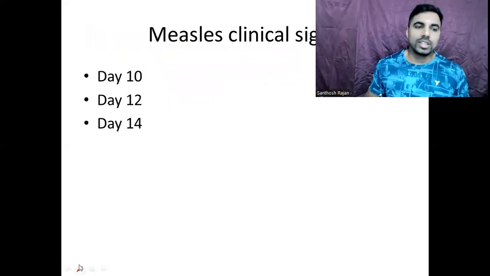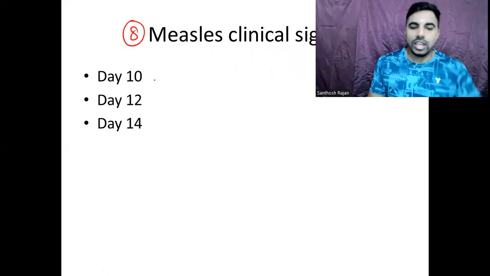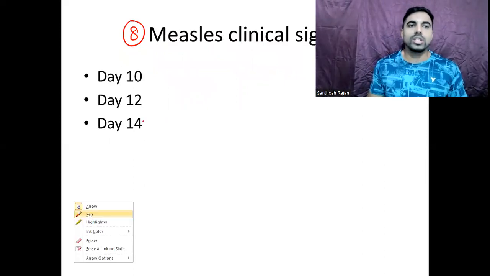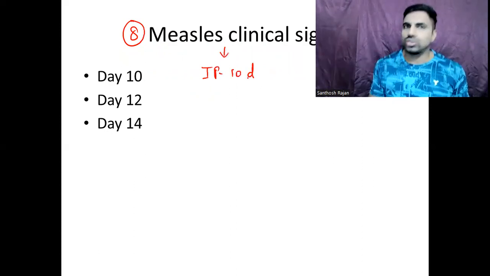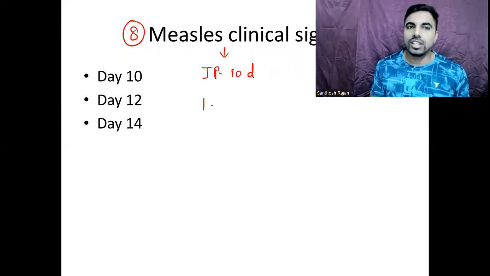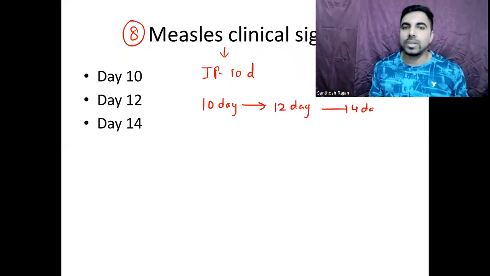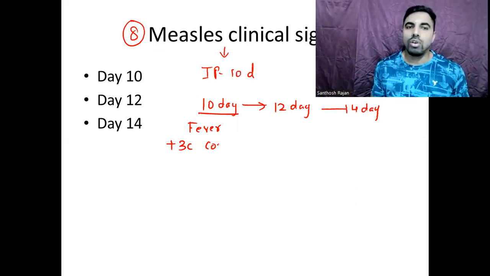Now measles. I heard someone say some clinical part of measles was asked. This is our eighth question, if I'm not mistaken. I don't know exactly what the question was. For measles clinical signs, the incubation period is 10 days, though I don't think they asked that. Clinical features start at day 10, then day 12, and then day 14. On day 10, it's just a fever with the three C's.